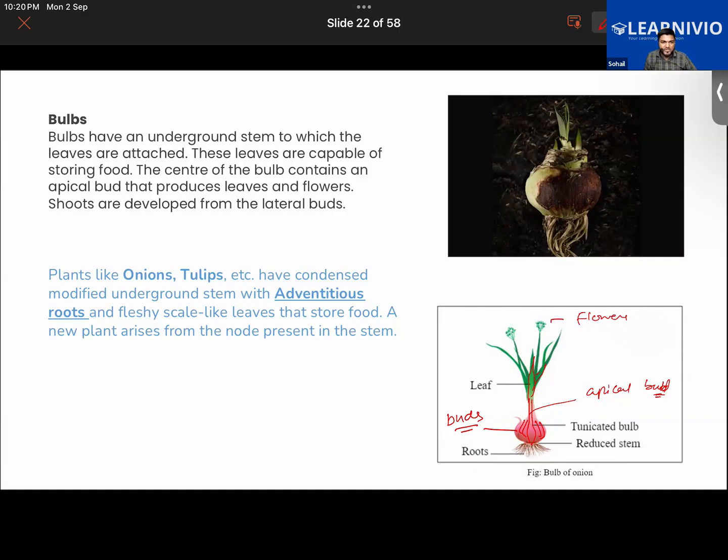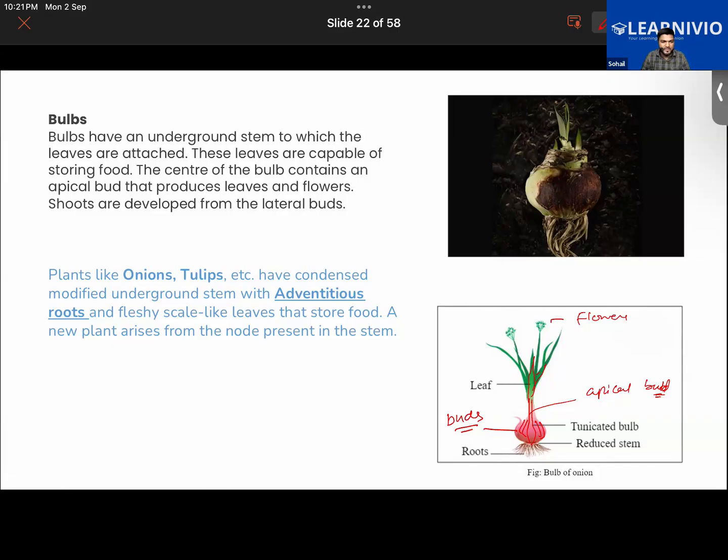So the special thing about the bulbs here is that they are underground stems, and they are directly attached to the leaves. They will be storing food in them. Furthermore, they will be growing roots. Getting it? This structure that you see over here is called the bulb, by the way. And from the bulb, new plants will be growing. So that is the thing about the onion. This is how onion does vegetative propagation.